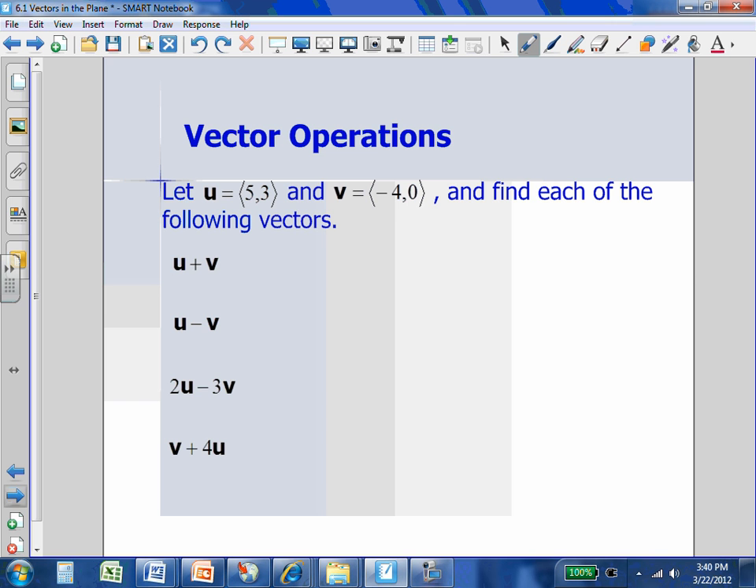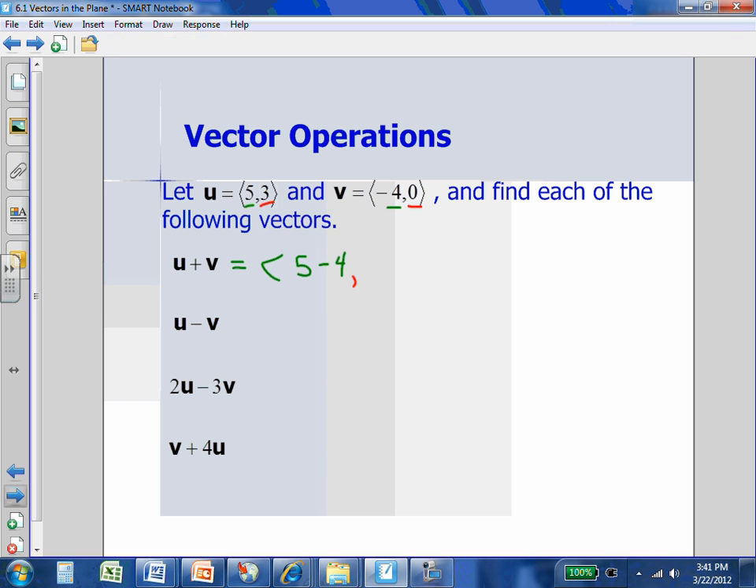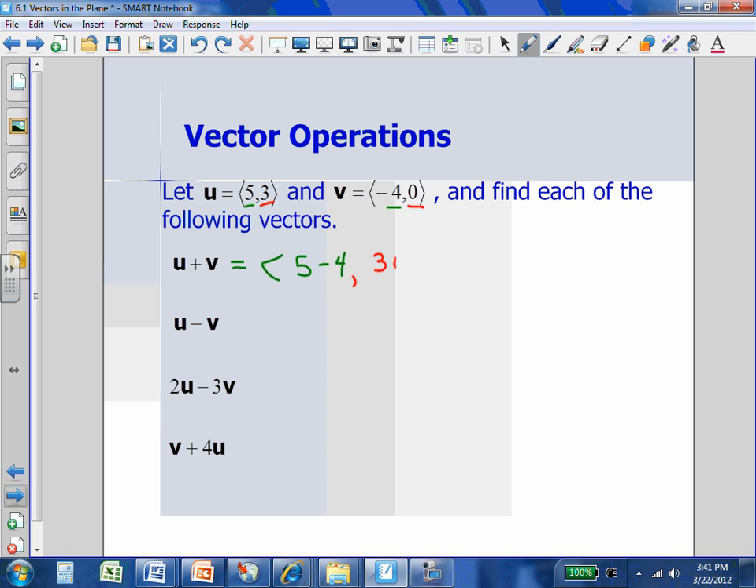So if I'm doing u plus v, I'm going to be taking 5 and -4. So 5 plus -4, which ends up being 5 minus 4. And then for the other components, for the vertical, I've got 3 and 0. So I'm going to take 3 plus 0. And remember, the only reason that this one was a minus over here is because it was negative. So when I put these together, I have the vector (1, 3).